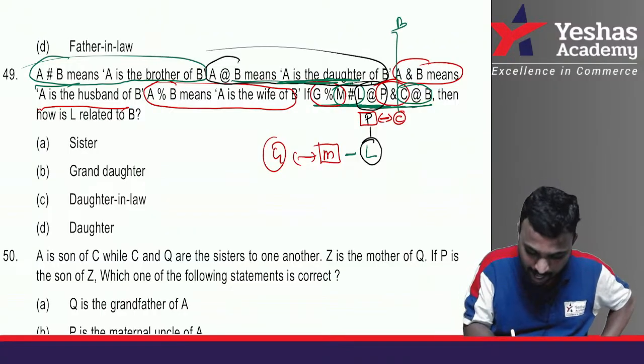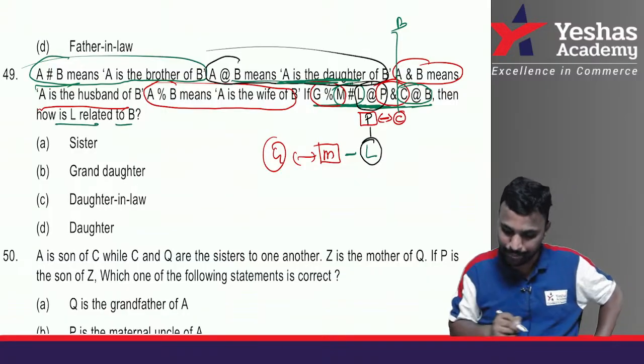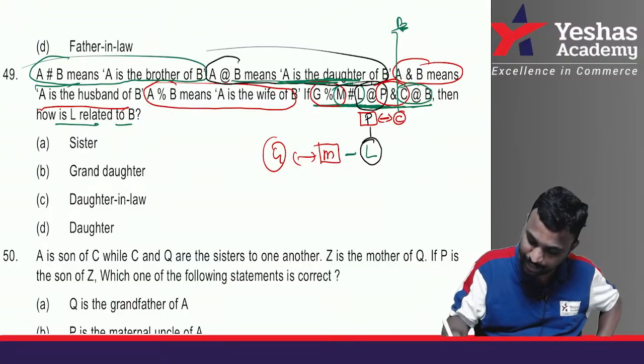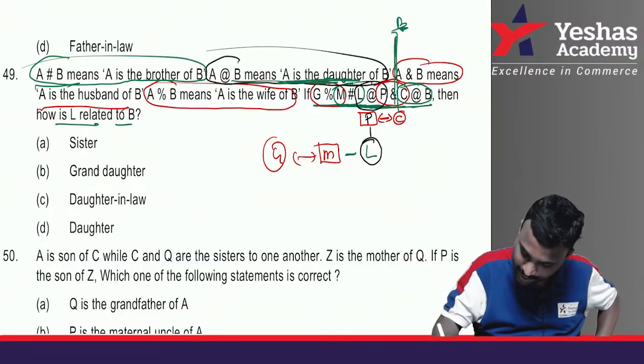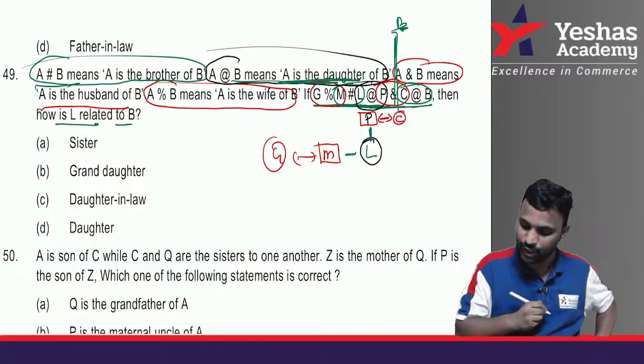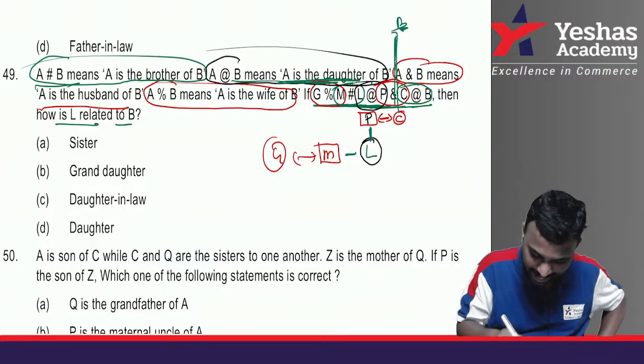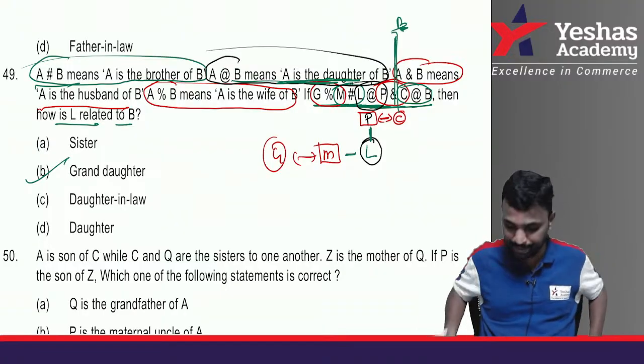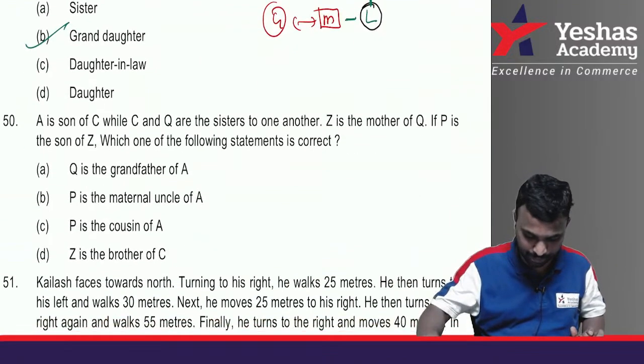The question is, how is L related to B? So you look at B. L is 2 generations below, 1 generation and 2 generations below. So definitely L is the granddaughter to B, isn't it? L is the granddaughter to B. Moving on to the next question, question number 50.